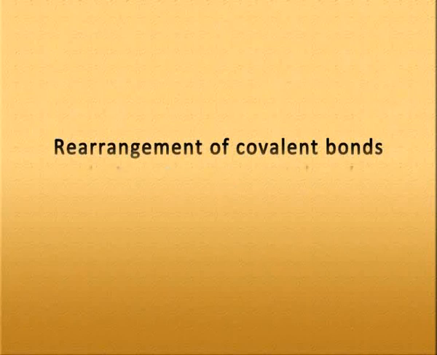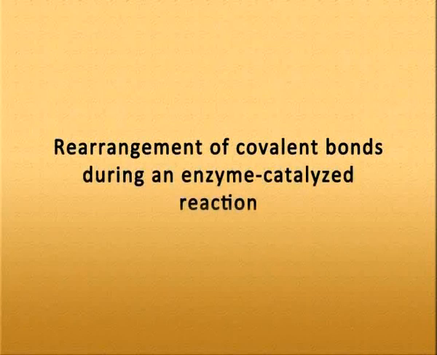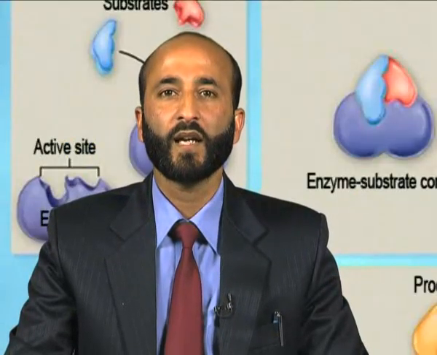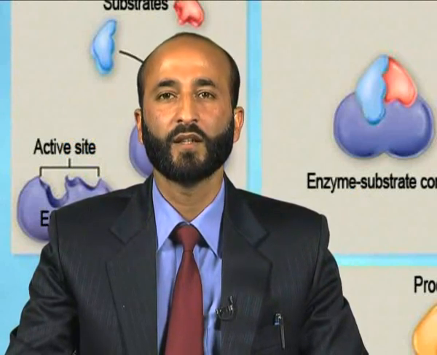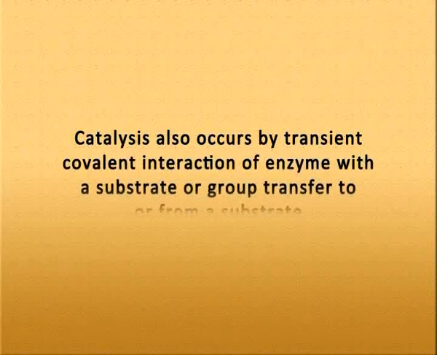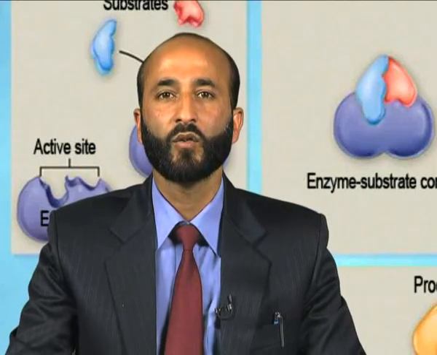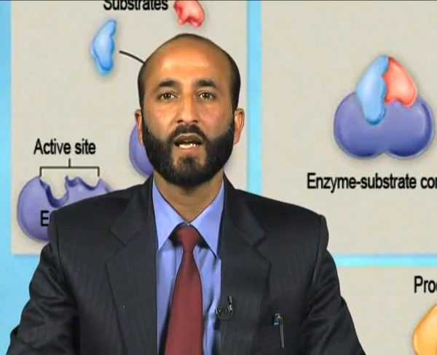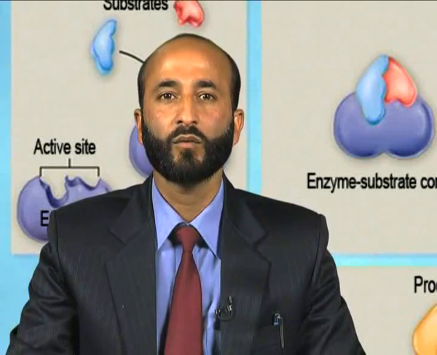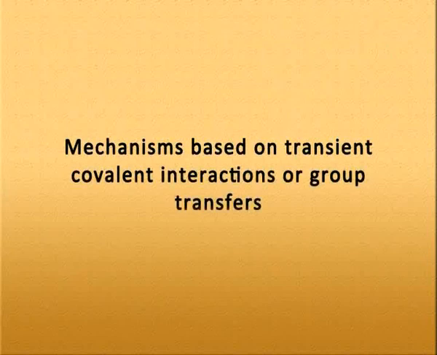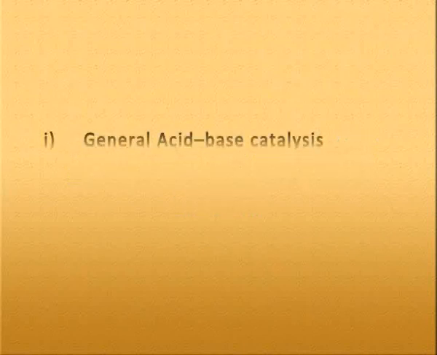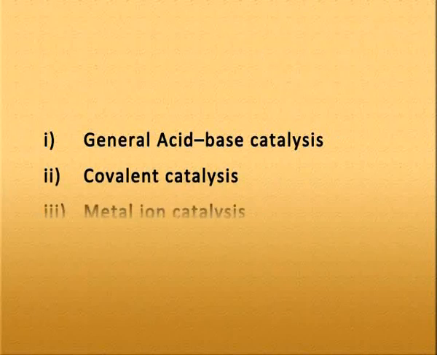Now let us study rearrangement of covalent bonds during an enzyme catalyzed reaction. In most enzymes, the binding energy used to form the enzyme substrate complex is just one of several contributors to the overall catalytic mechanism. Besides binding energy, catalysis also occurs by transient covalent interaction of the enzyme with a substrate or group transfer to or from a substrate. These transient covalent interactions or group transfers lower the activation energy, thereby accelerating the reaction by providing an alternative lower energy reaction pathway. Now let us go through the mechanisms based on transient covalent interactions or group transfers. These include general acid-base catalysis, covalent catalysis, and metal ion catalysis.